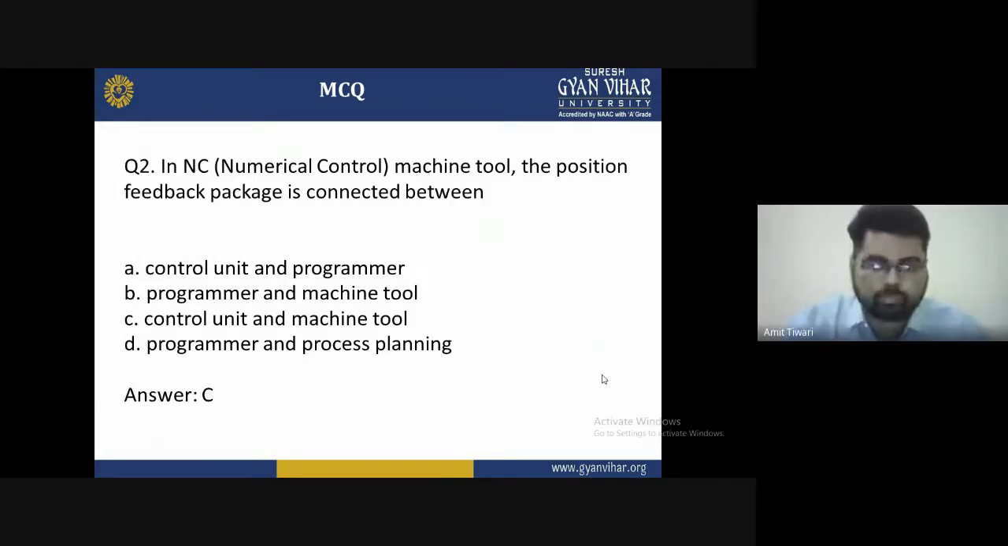So the correct answer is C, that is the control unit. The process planning is not the correct answer. It is the control unit and the machine tool that is the right answer, as the feedback packages are between the control unit and the machine tool.